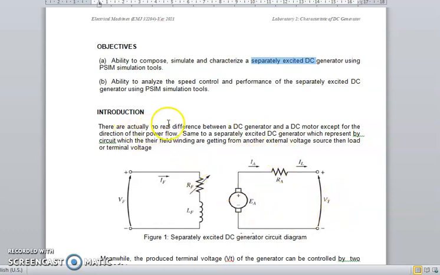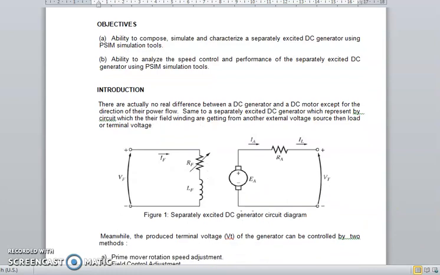Okay, actually there is no real difference between a DC generator and a motor except the direction of power flow. So we have seen before the power flow of a motor, which is the power delivered from the source into the motor. The motor connected to the shaft produces mechanical rotation. Meanwhile here, the shaft itself is being provided with external generation force. We will turn the shaft and turn the rotor, and it will generate current delivered to the terminal.